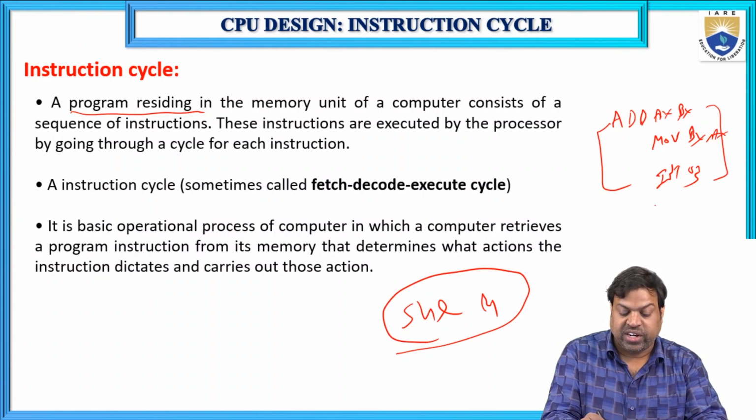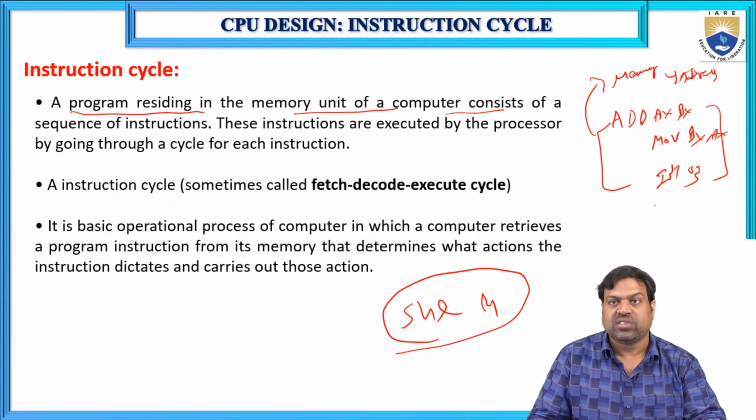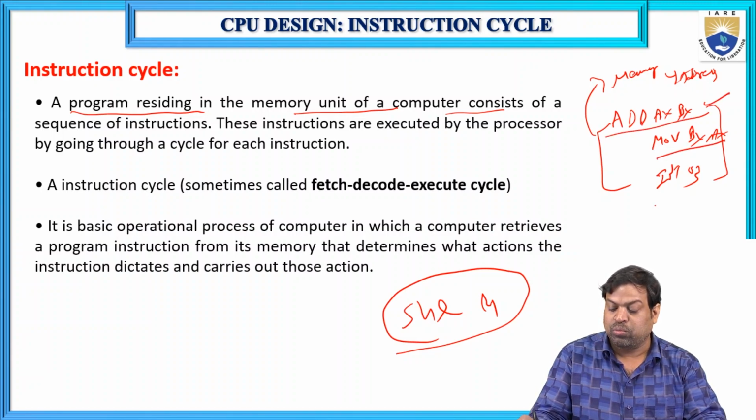So this is residing in the memory unit of a computer. So definitely we have to go to the memory with a particular address. Every program needs an address in memory, and it consists of a sequence of instructions. Add ax comma bx is one instruction. Move bx comma bx is one instruction. Into 03 is one instruction. So how many instructions are in this set of program? Here I am taking one example: there are 3 instructions.